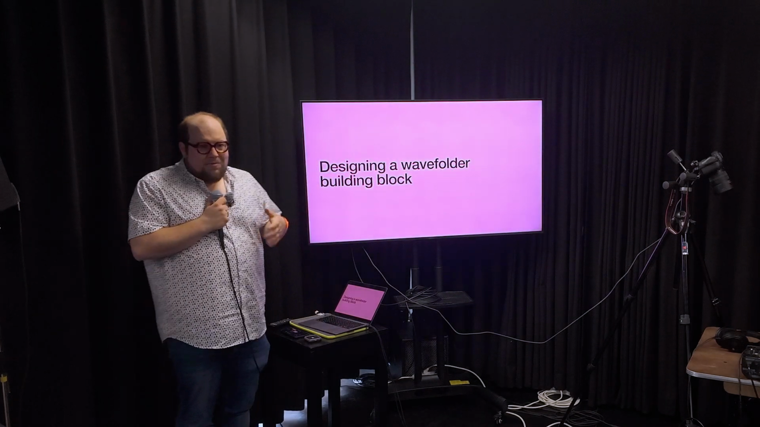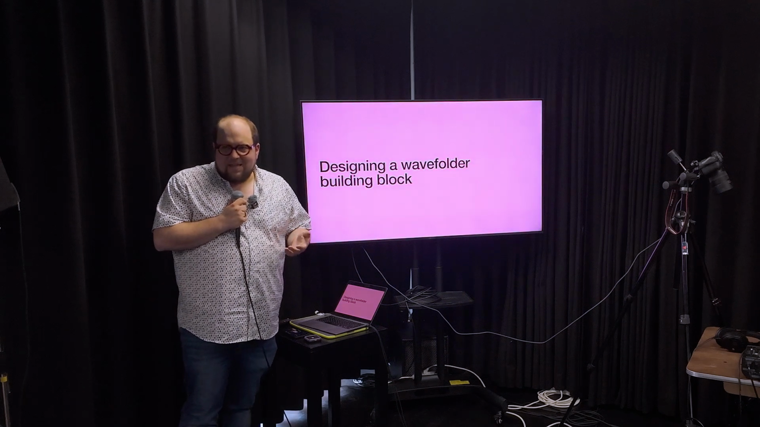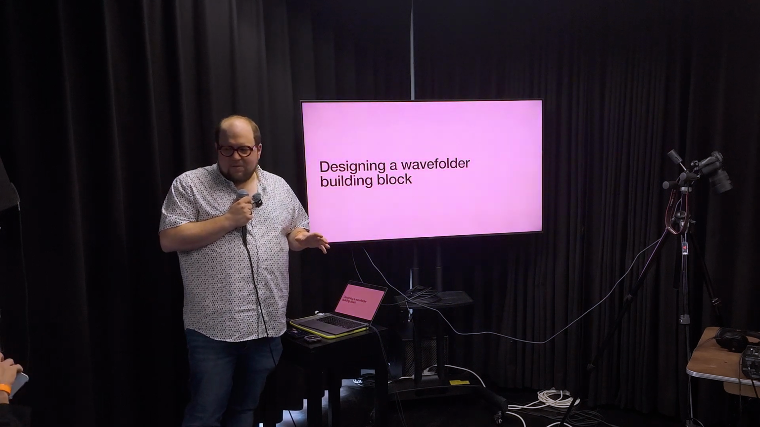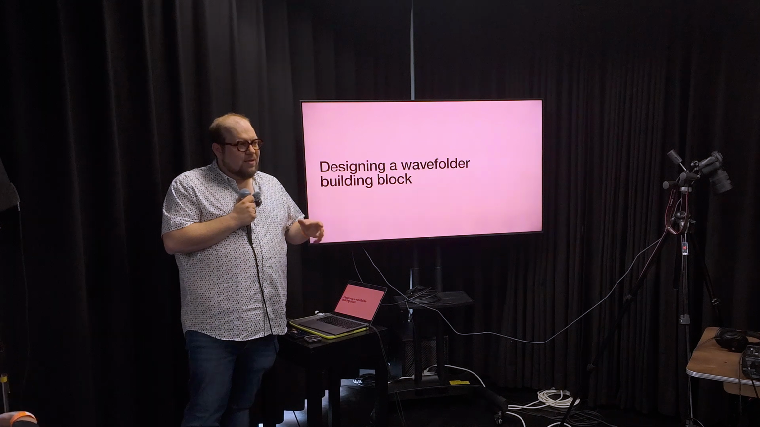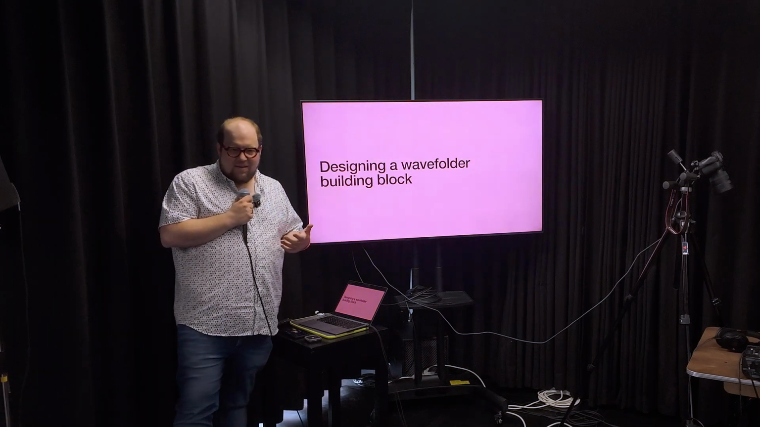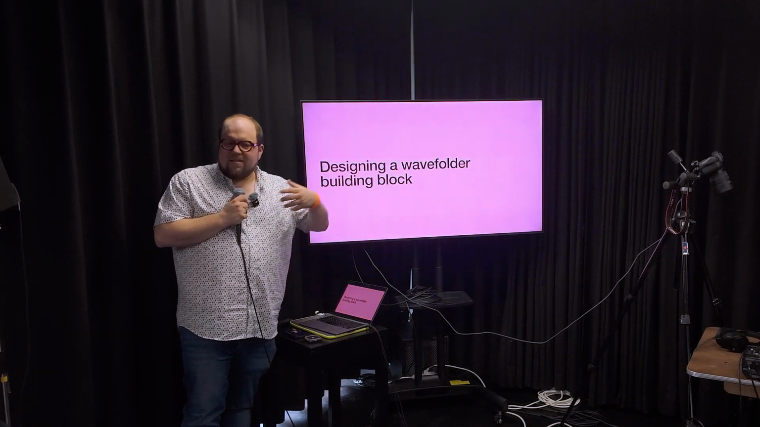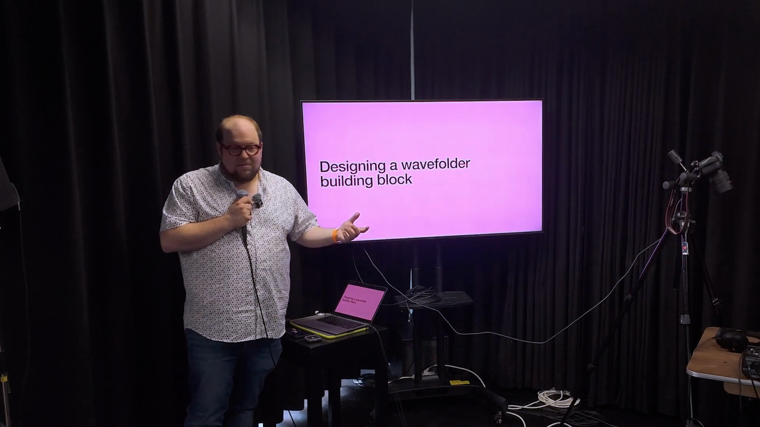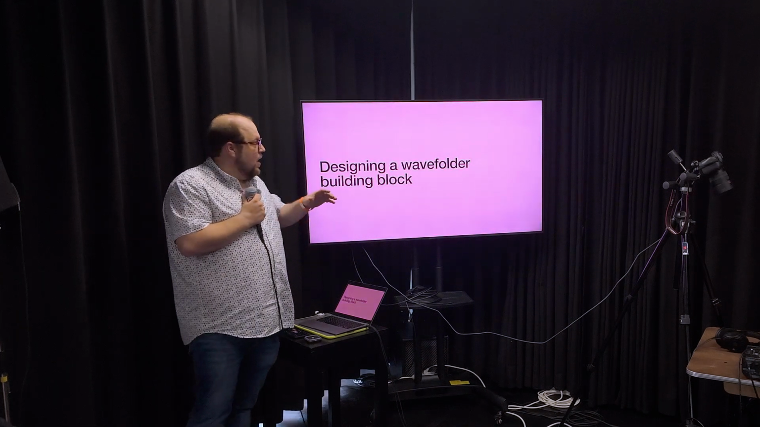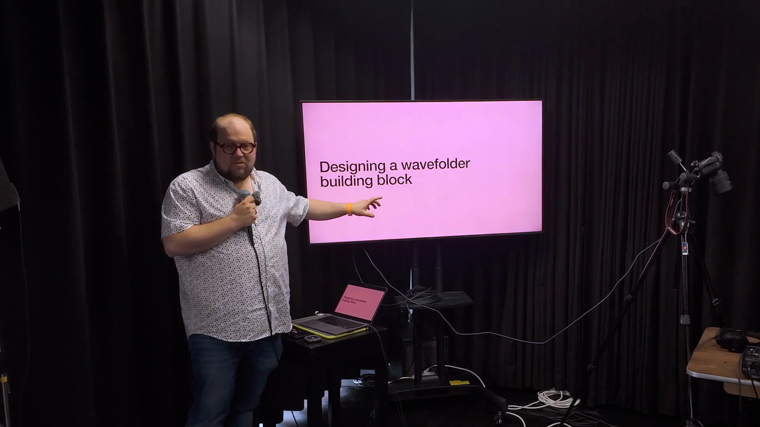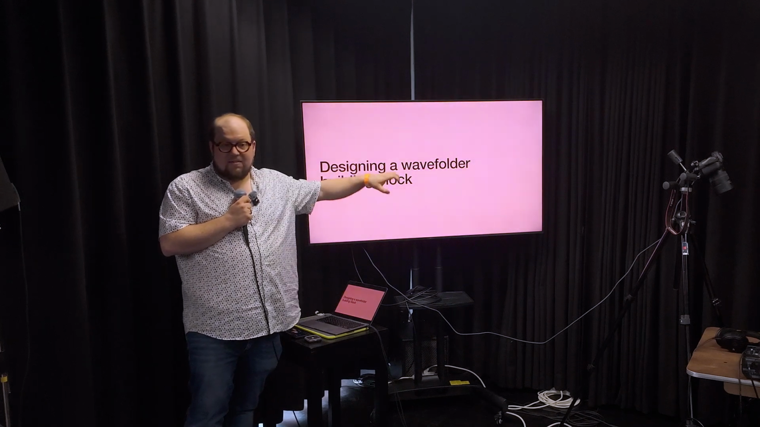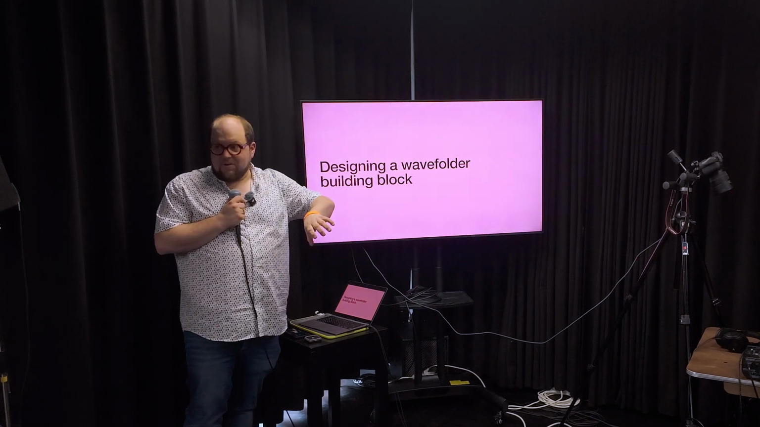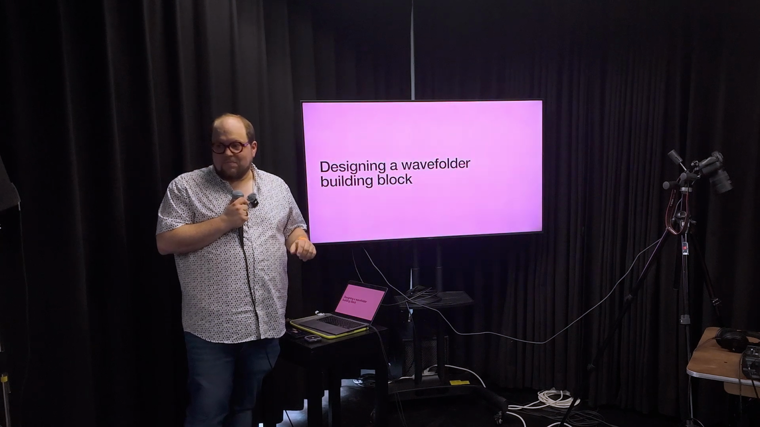So now we have a basic understanding of how a wavefolder works. Let's now see what other steps we can take to bring this to the next level and then start designing products with it. So in the rest of this talk, I'm going to show you how I now take this and start designing a product with a wavefolder.